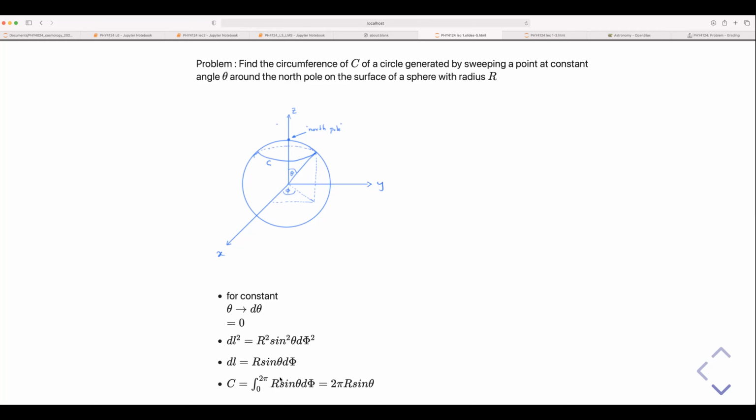And then when you need to find the circumference, you have to integrate it around the circle, right? So that means you have to go for the phi coordinate starting from 0 up to 2 pi to complete the circle. So I guess all of you can understand it, and the answer will be 2 pi r sine theta, right? So it's just a simple example.